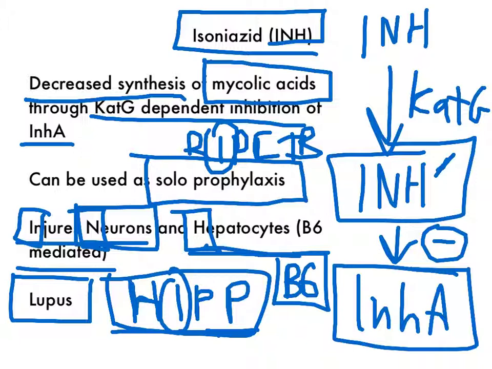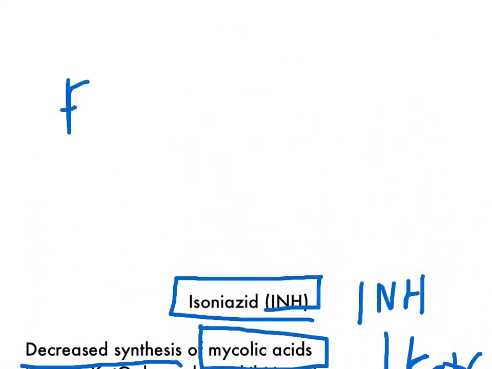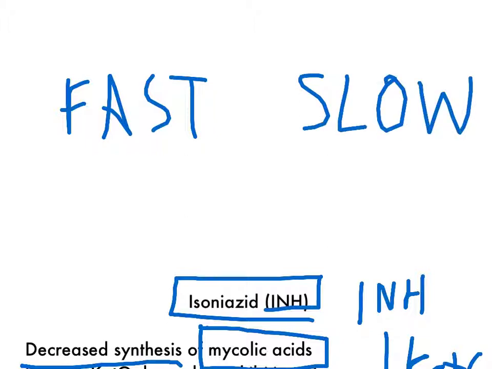The way that it can affect hepatocytes is actually not through B6. It's because isoniazid is metabolized, it's acetylated, and it turns into ammonium. Ammonium is very hepatotoxic and can cause hepatitis. This leads me to another point: there are fast and slow acetylators, and this is important to know for isoniazid. If you're a fast acetylator, then you're going to acetylate that INH really quickly, and you're going to create a lot of ammonium.